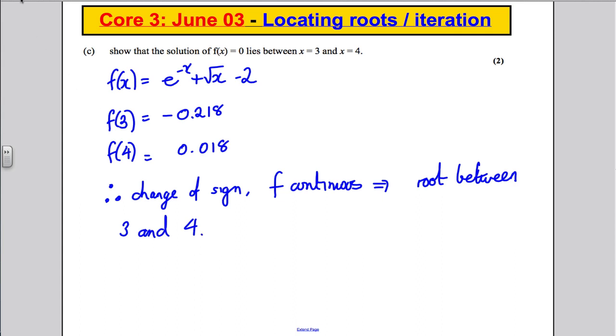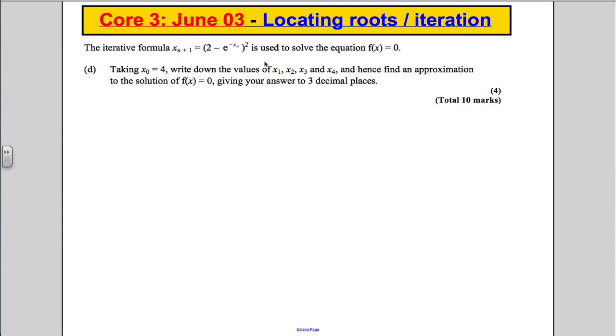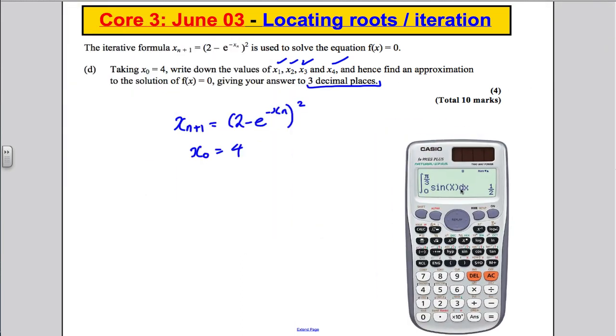And you're done. Part C says, here is an iteration, and it solves for us f of x is equal to 0. It tells us to take x0 to be 4, write down the values of x1, x2, x3 and x4, and hence find an approximate solution to f of x is 0, given your answer to 3 decimal places. Okay, so we've got x n plus 1 is 2 subtract e to the negative x n squared. Okay, and we're told that x0 is equal to 4. Okay, so let's show you how you do this on the calculator.